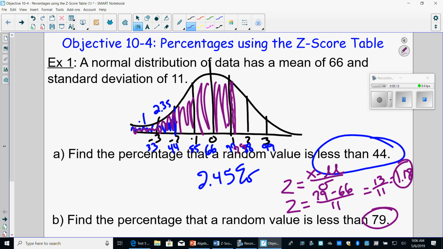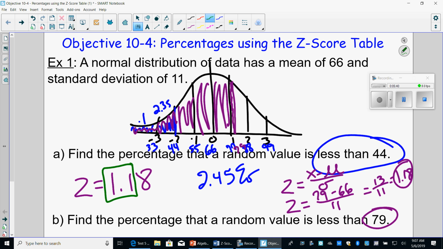Okay, so I have not read the table yet. Let me explain how, so we know the z-score is 1.18. Your z-table, if you go down the side, that is your tenths. Do you understand that? So what am I going to read going down the side? 1.1.